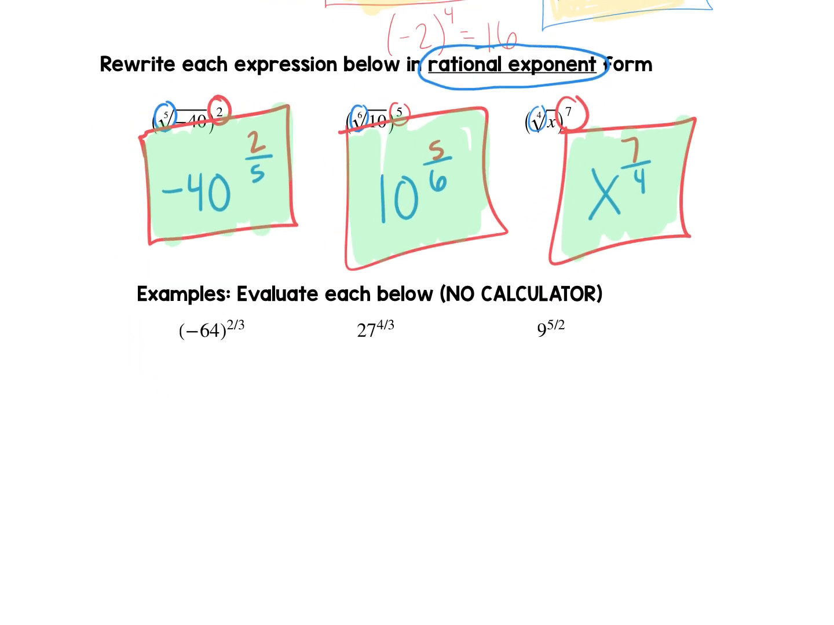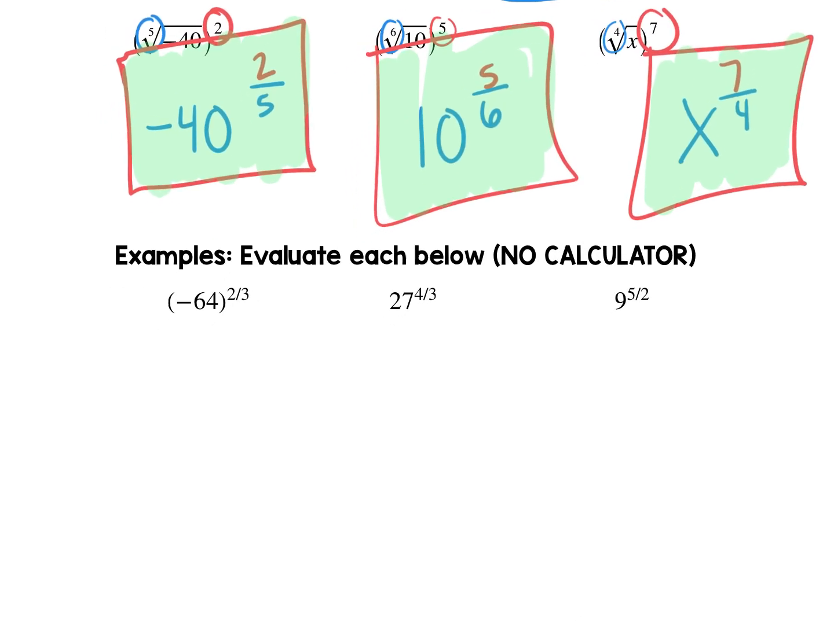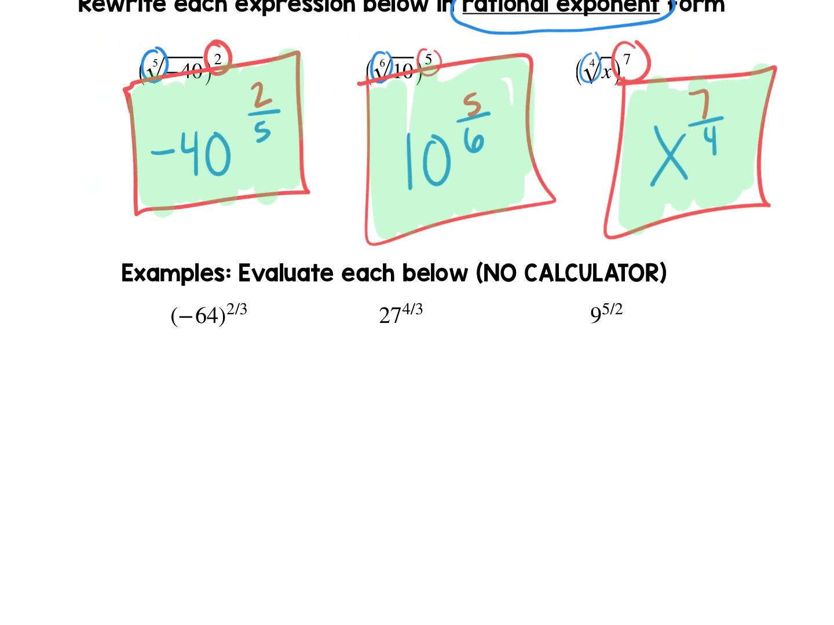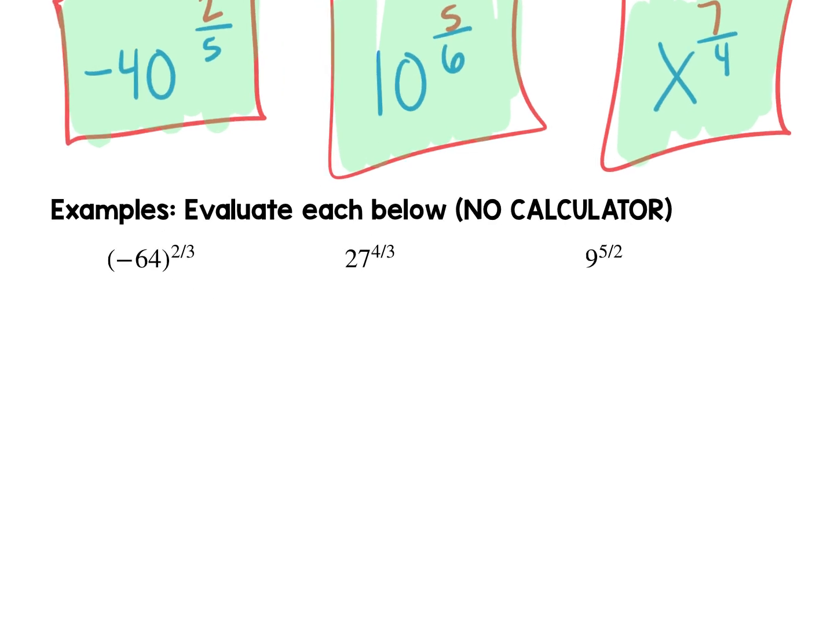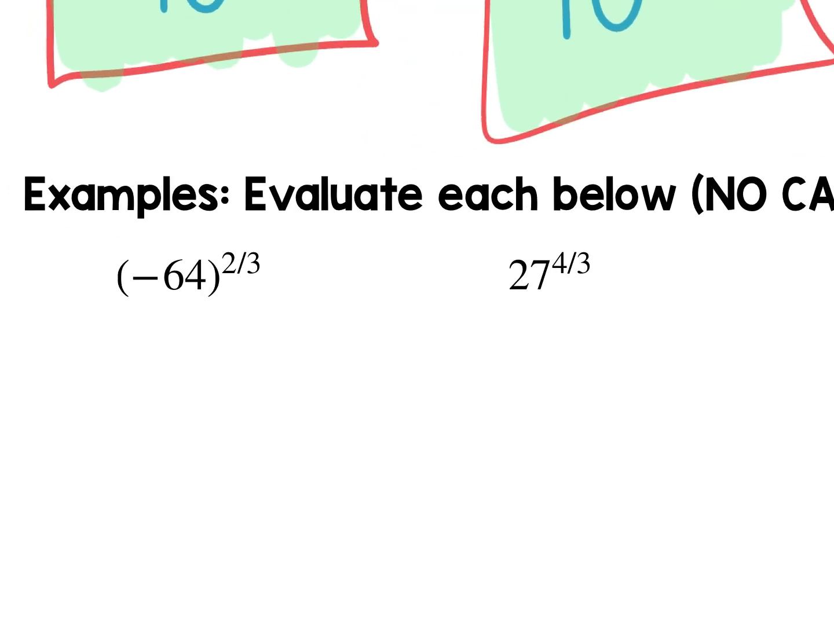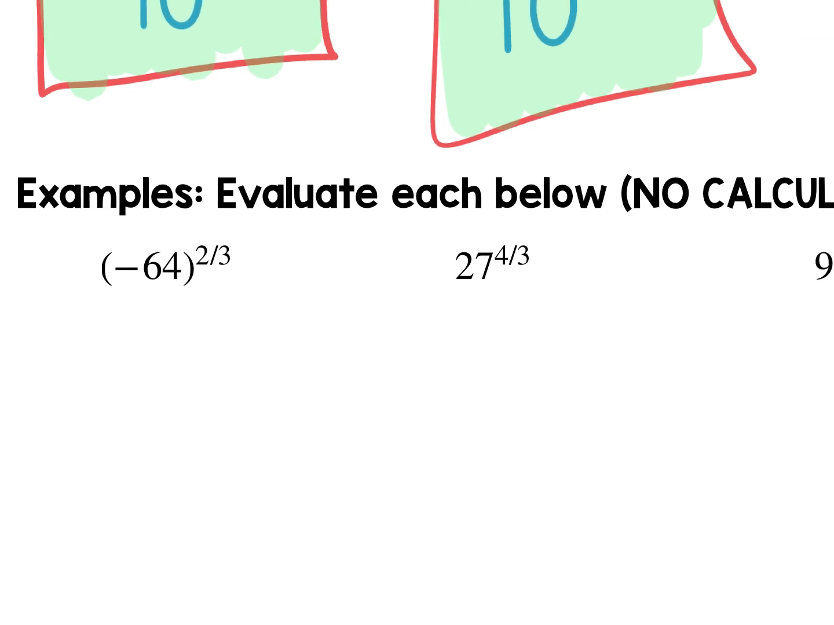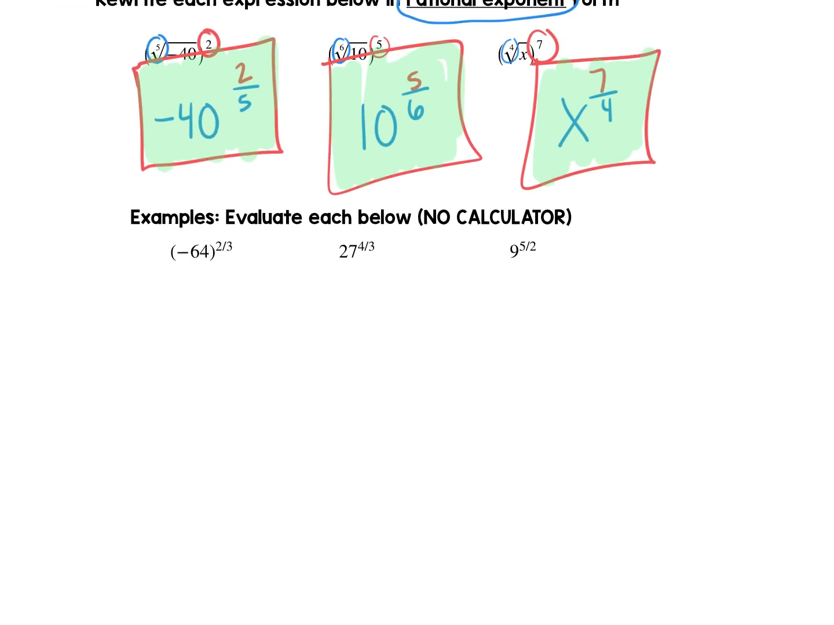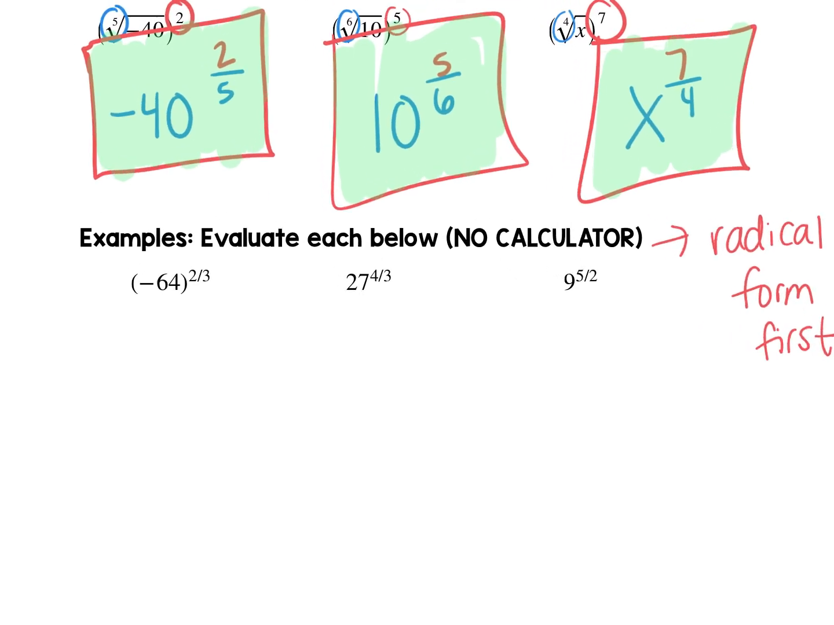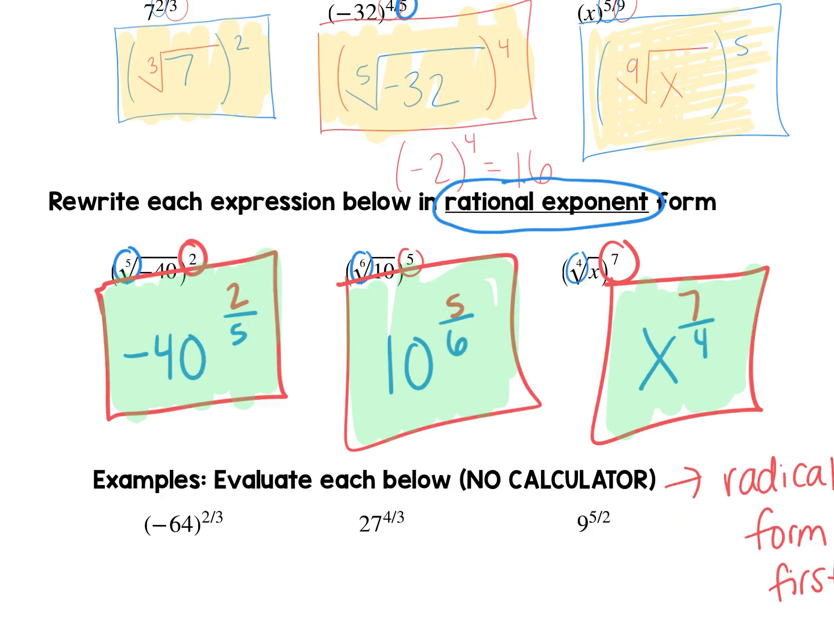All right, these ones say evaluate each below, and it says no calculator. Whenever you're evaluating, we did similar ones yesterday. It's just yesterday, everything we did, the numerator, the top of the fraction was 1. So you didn't have this additional step of taking it to that power. So today, kind of the same thing. The first thing we did when we did these yesterday is I want you to change it to radical form first and then evaluate. So radical form meaning do what we did on this first example.